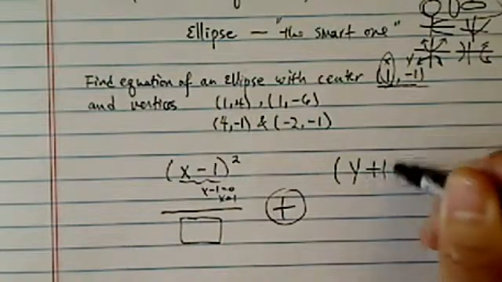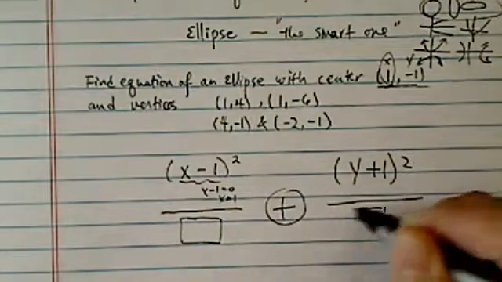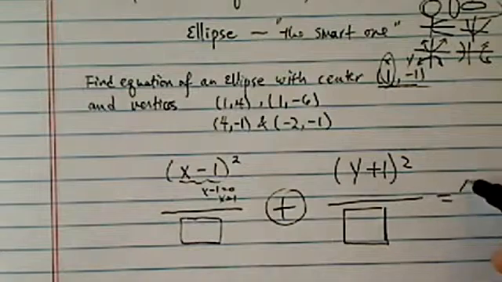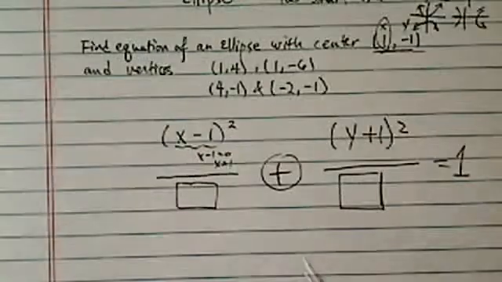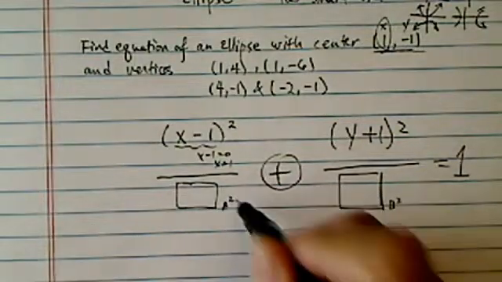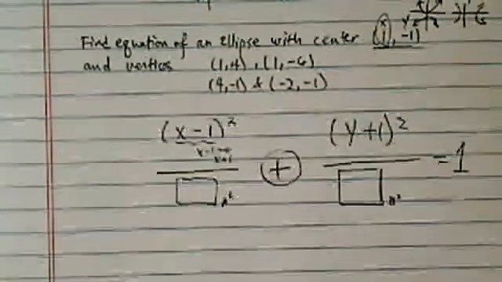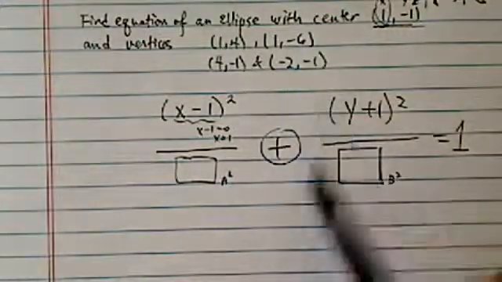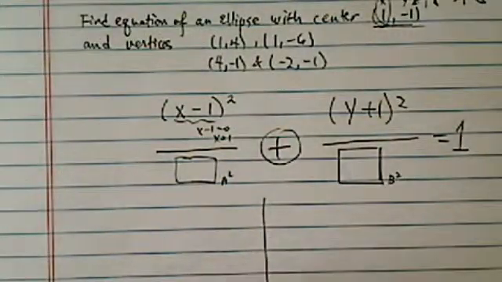And y is going to be plus 1, this whole thing equal to 1. So our job is basically to find the a's and b's over here. If you want to be more accurate, it's a squared, b squared, and put it in there. Now, we were given 4 vertices, which means a picture is worth 1,000 words. We've got to draw all of them out.